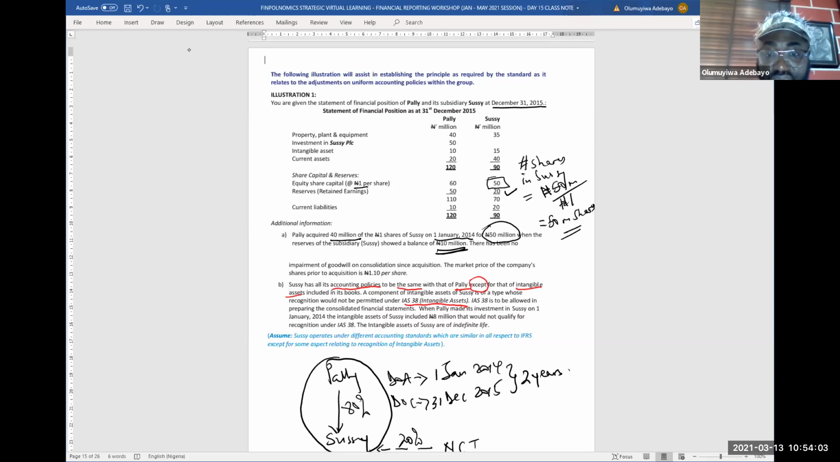But something was said here, that IAS 38 is to be applied in preparing the consolidated financial statements. When Pali made this investment in SUSI on 1st of January 2014, the intangible assets of SUSI included 8 million that would not qualify for recognition. And the intangible assets of SUSI are of indefinite life. Who can interpret these two statements? Let's start with the included 8 million that does not qualify. And the second one is that the intangible assets of SUSI are of indefinite life. Who can explain this?